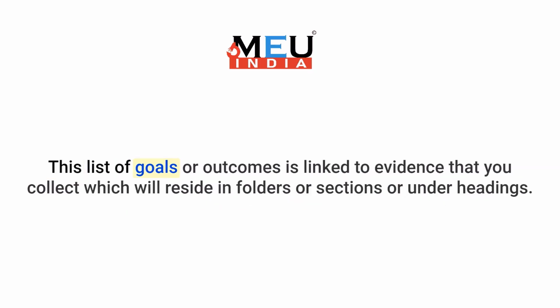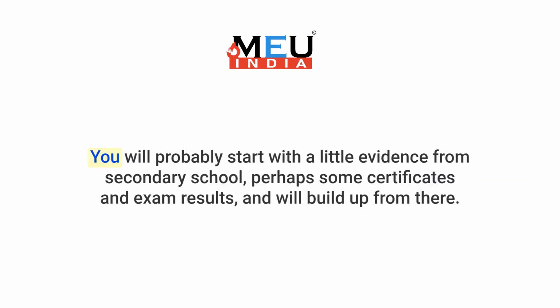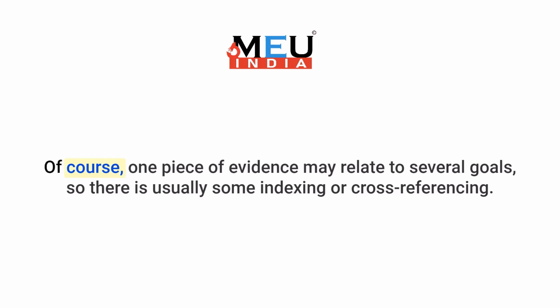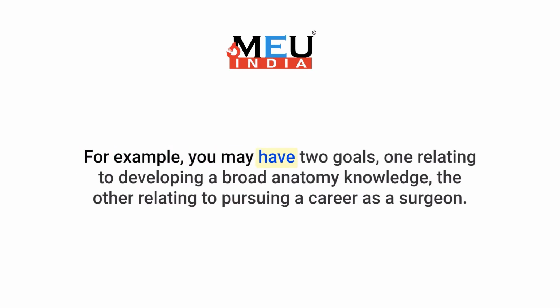This list of goals or outcomes is linked to evidence that you collect, which will reside in folders or sections or under headings. You will probably start with a little evidence from secondary school, perhaps some certificates and exam results, and will build up from there. Of course, one piece of evidence may relate to several goals, so there is usually some indexing or cross-referencing. For example, you may have two goals, one relating to developing a broad anatomy knowledge, the other relating to pursuing a career as a surgeon.